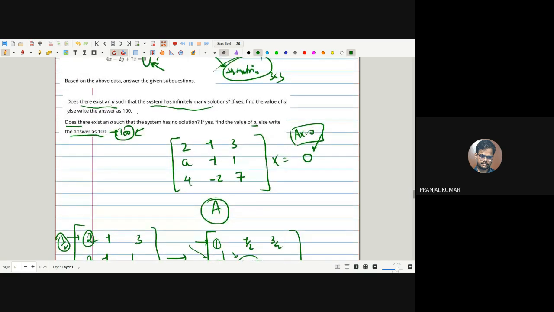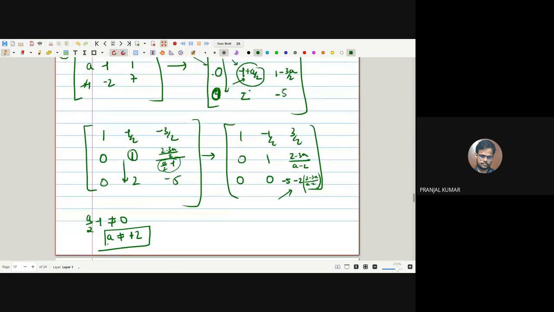Okay, so now it is asking, does there exist an a such that system has infinitely many solutions? So when will it have infinitely many solutions? When there is a free variable, that is this value should not be equal to 1. That is, it should be 0. Yes or no? Because otherwise it will become pivot. Yes, sir. Inconsistent. So minus 2 times of 3a by a minus 2, they should be equal to 0, right?